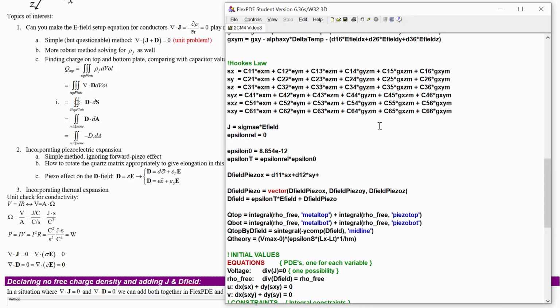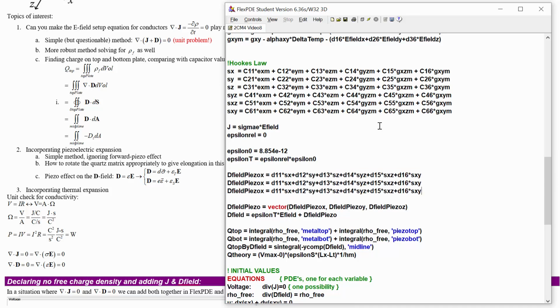D12 times SY, D13 times SZ, D14 SYZ, D15 SXZ, and D16 times SXY. Now a lot of these are actually going to be 0 in 2 dimensions, but that's okay. This is going to allow us to extend it into 3 dimensions in case we ever needed to do that. Now we'll just take the thing that we copied and modify the components to actually carry out this matrix multiplication.